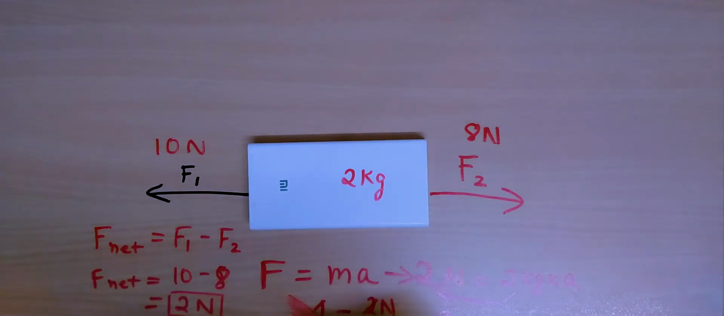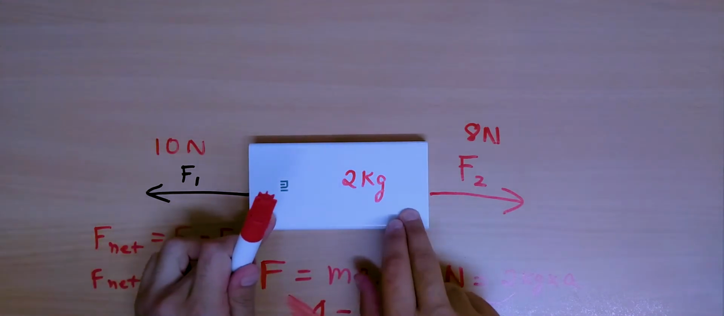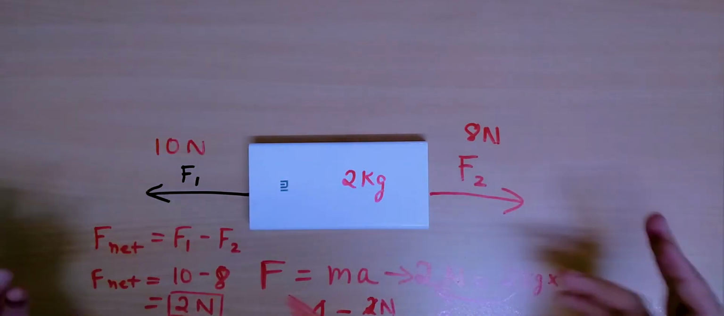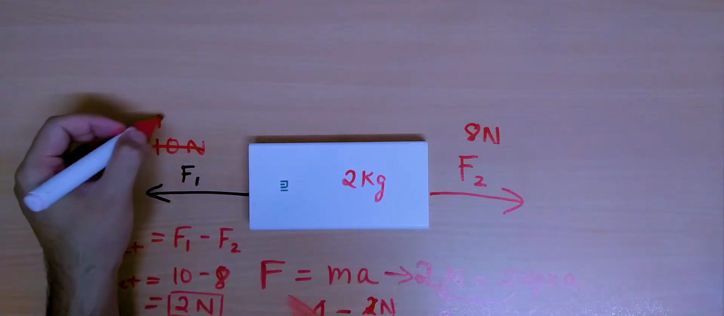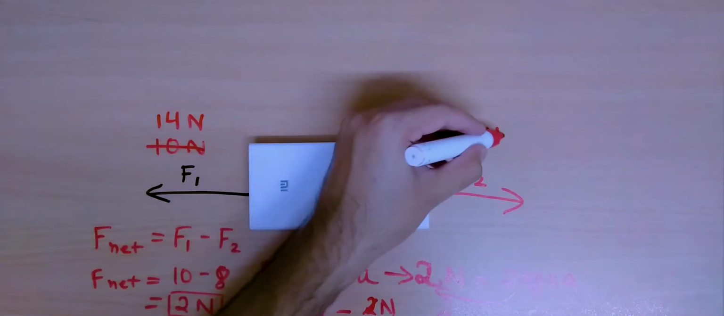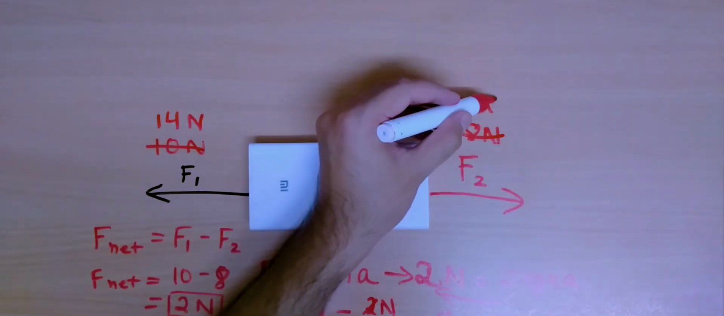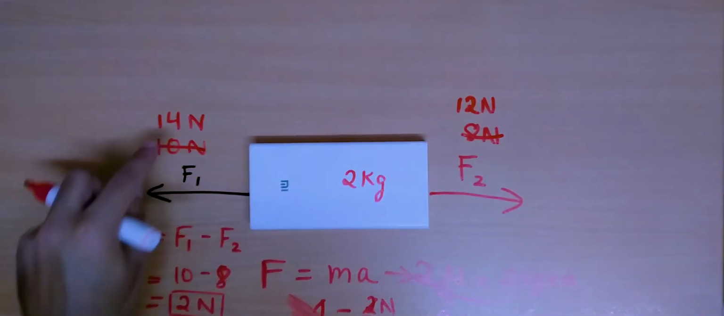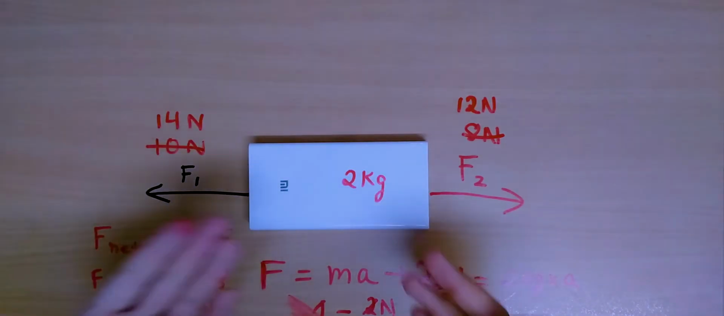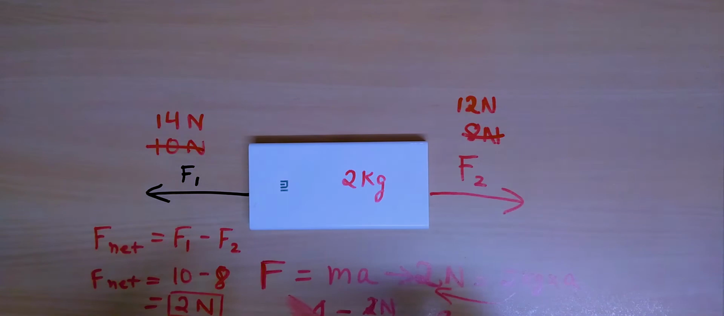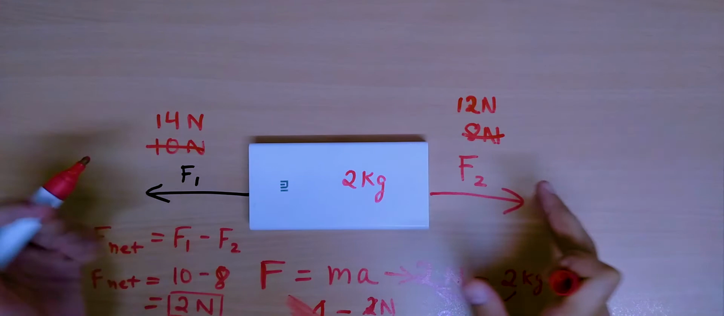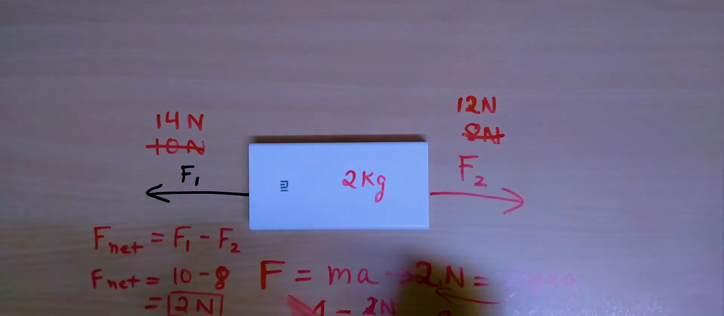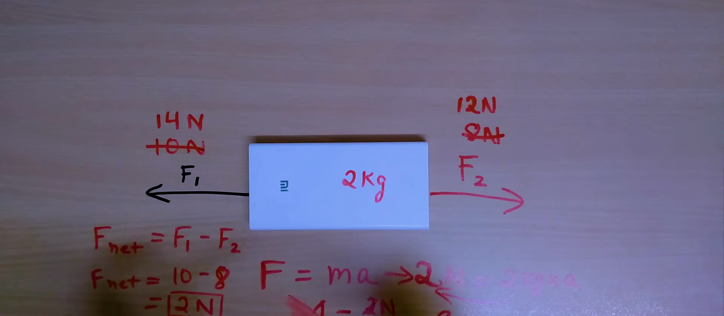So the basic idea here was to show you that it's the net force that matters, and the individual forces do not matter. Even if, instead of 10 newtons I had 14 newtons, and instead of 8 newtons I had 12 newtons, the net effect would be the same, because 14 minus 12 is 2 newtons, and so the net force on the object would again be 2 newtons. The effect on this object due to these two forces would be exactly the same as in the previous case, because the net force is the same. So it is the net force that matters, not the individual forces.